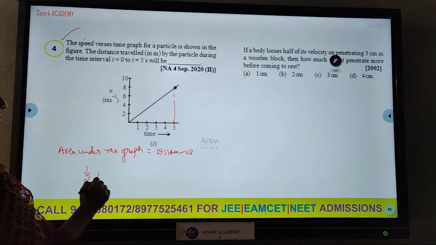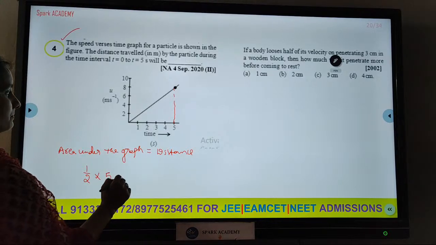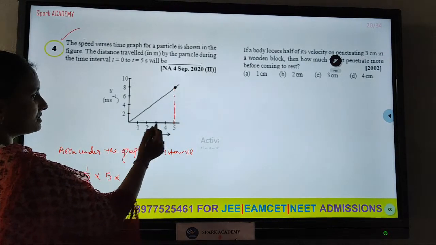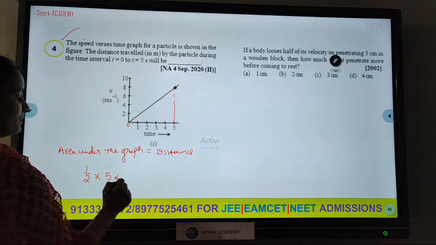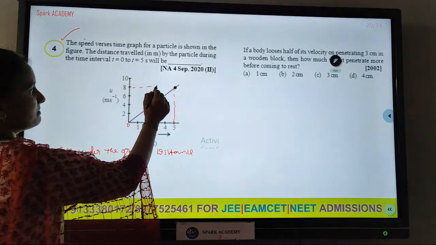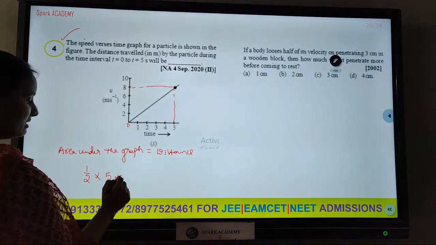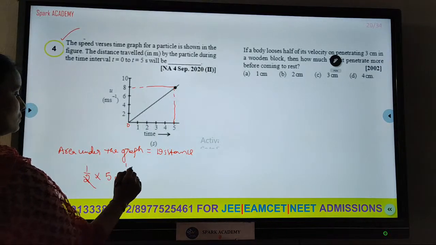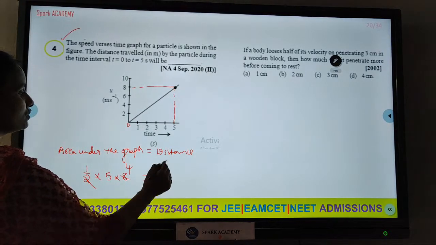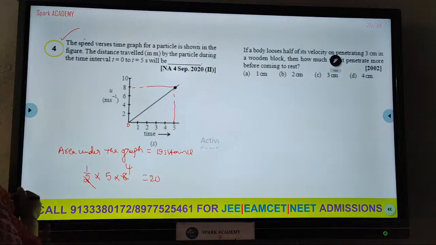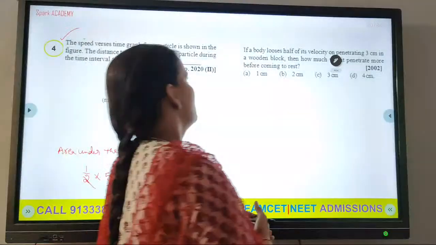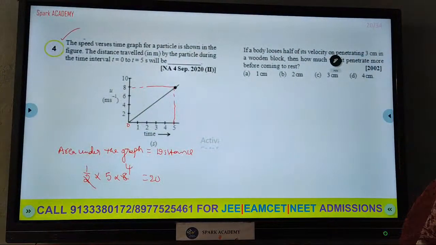So what is the area under the graph? Half into base, till 5 seconds, so 0 to 5, into height. This is the maximum height, so we can take it as 8. Half of 8 is 4, into 5. So the distance is 20. So 0 to 5 seconds is what we are asked, and that is why we have taken the area under the graph.